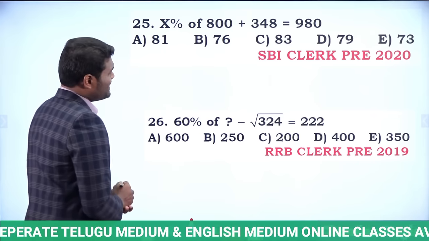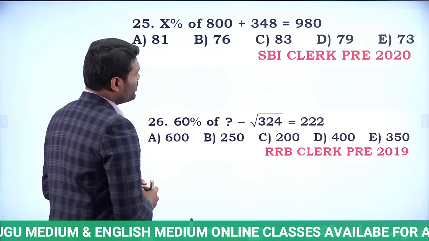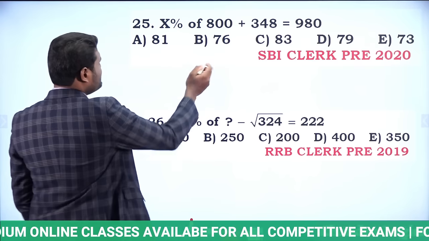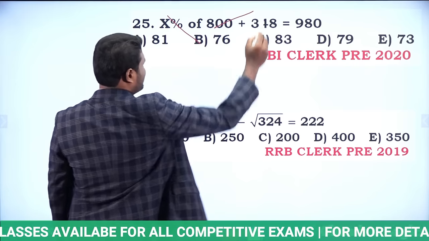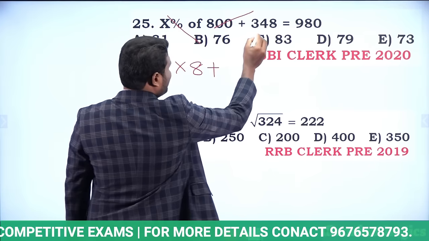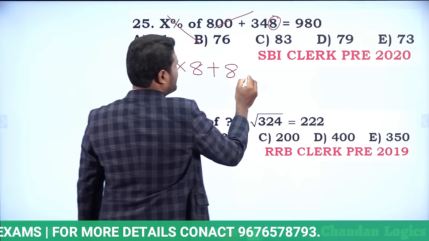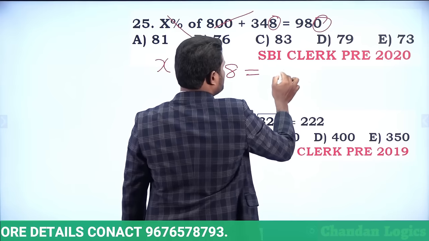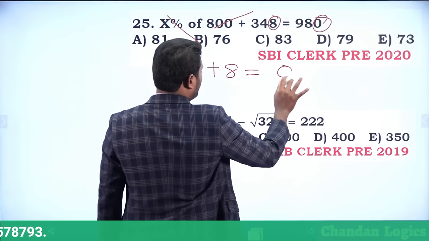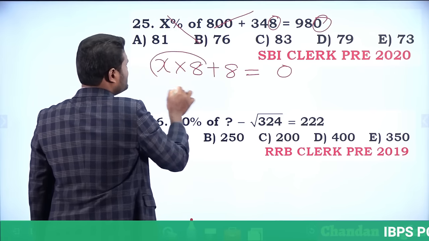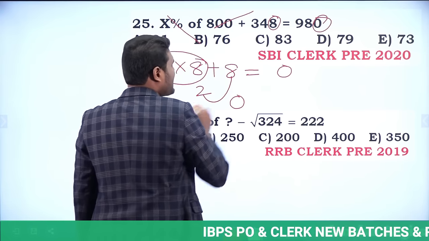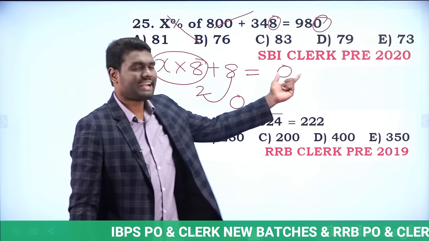X percent of 800 plus 348 equal to 980. So we are supposed to find the value of x. Now simply what I do is, the percentage's two zeros get cancelled. Now this will be x into 8 plus, here the last digit is 8, is equal to, here the last digit is 0. Now if you observe here, I need to get the last digit as 0. For that, this should be 2. If this is 2, 2 plus 8 is 10. 10 means the last digit will be 0. Left hand side will be 0, right hand side will be 0.